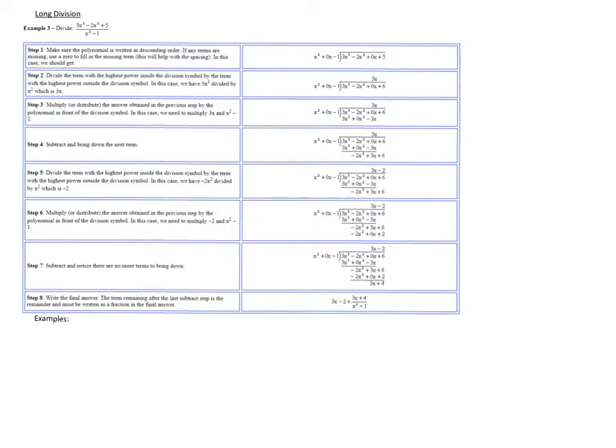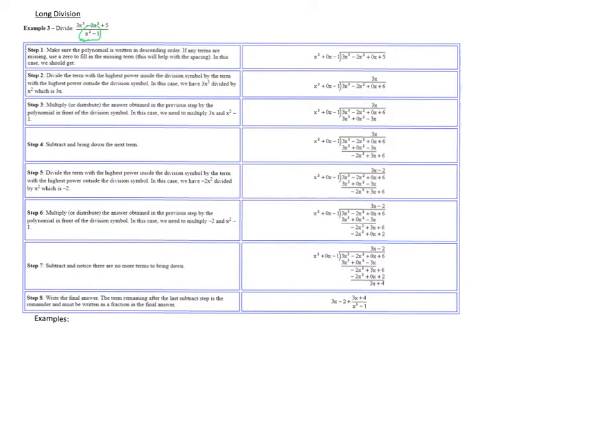So for this example that they show here, it actually is x squared minus 1, which would not be able to be done with synthetic division because that's a squared term. It's no longer linear. So long division is good because it will work no matter what.